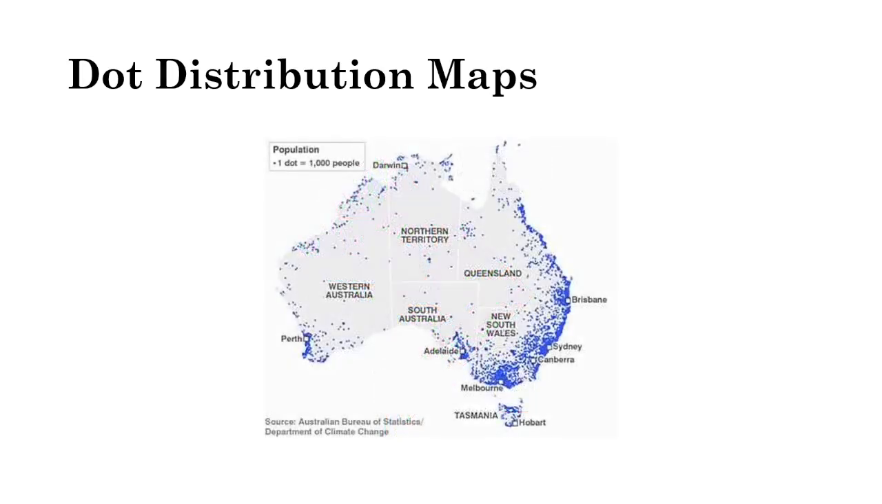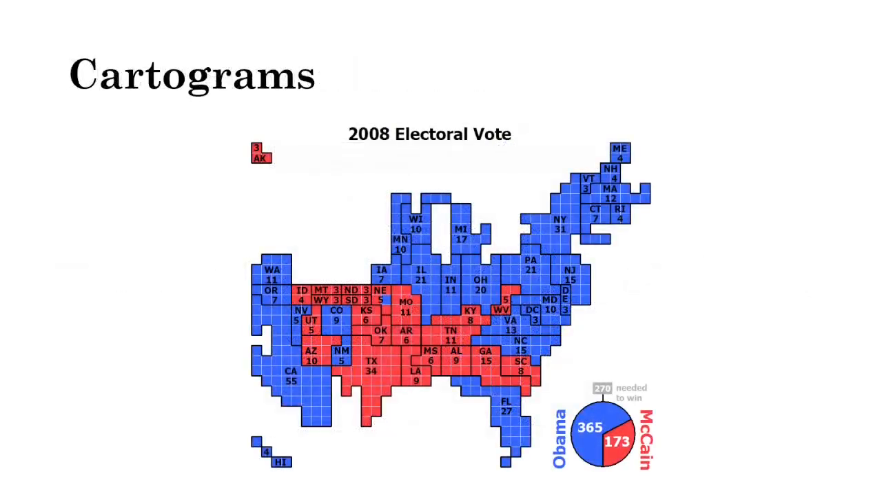This one's population. We can see there's a big cluster of population on the east coast of Australia and northern Tasmania, as well as a dispersal in South Australia or Northern Territory, or you could say Western Queensland. So really interesting here. And one dot doesn't have to mean one thing. It can mean 1,000 people. It can mean 200 people.